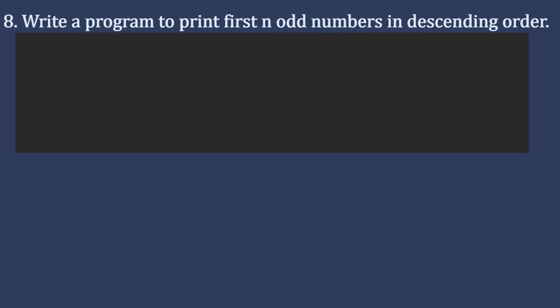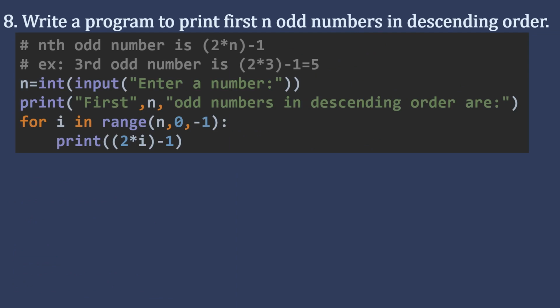Now write a program to print the first n odd numbers in descending order. The nth odd number is calculated as 2 into n minus 1. That means the first odd number is 2 into 1 minus 1, that is 2 minus 1, that is 1. And the second odd number is 2 into 2, that is 4 minus 1, 3. So like this you can calculate the nth odd number. The nth odd number is 2 into n minus 1.